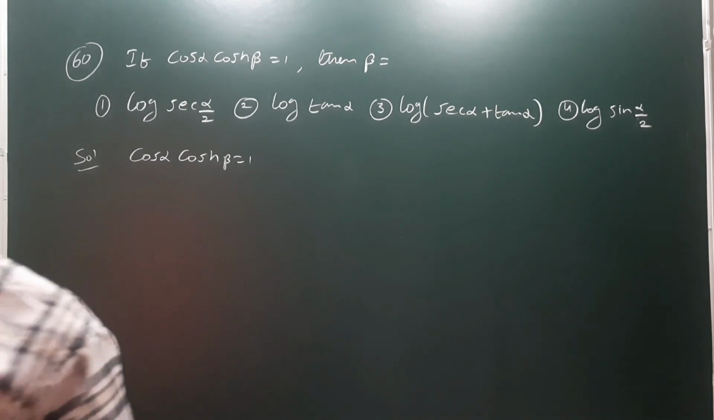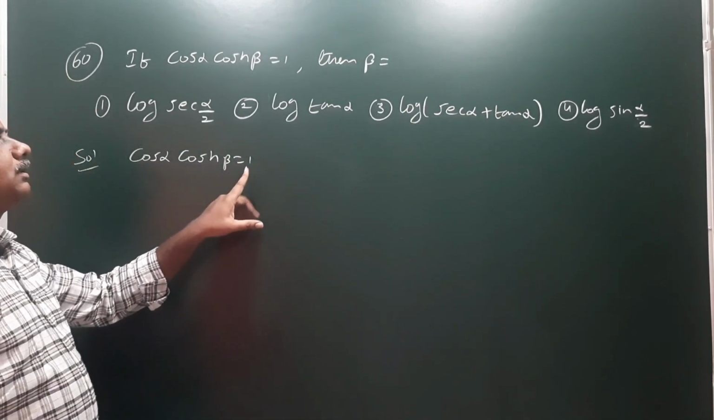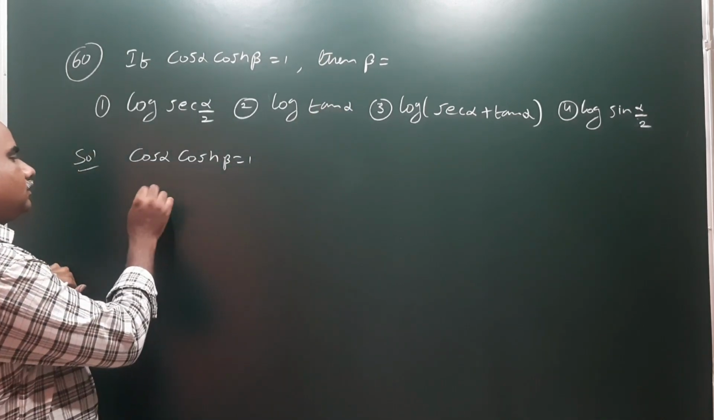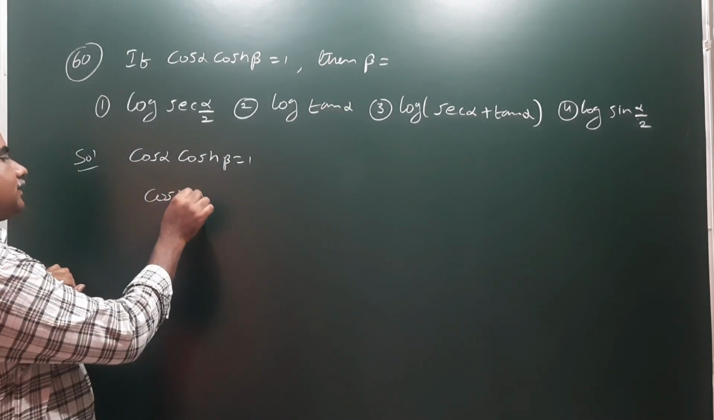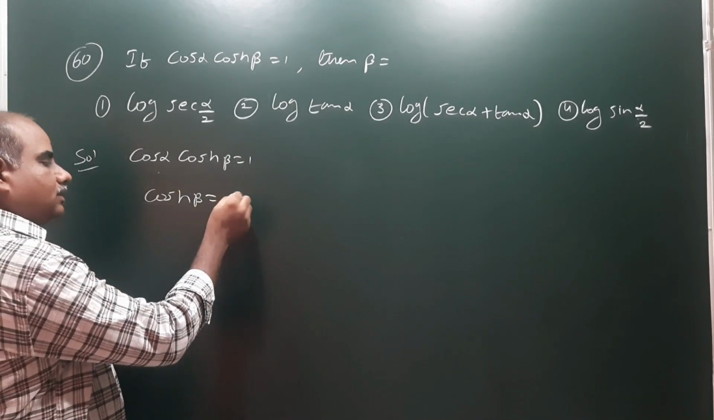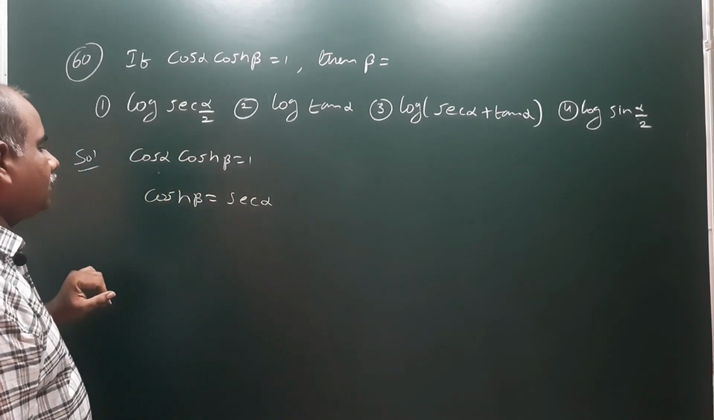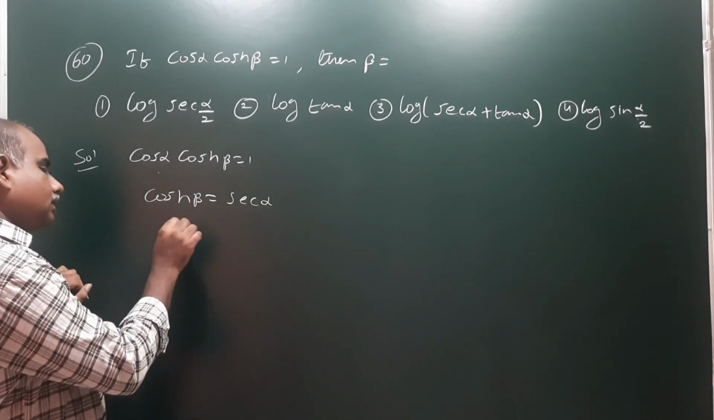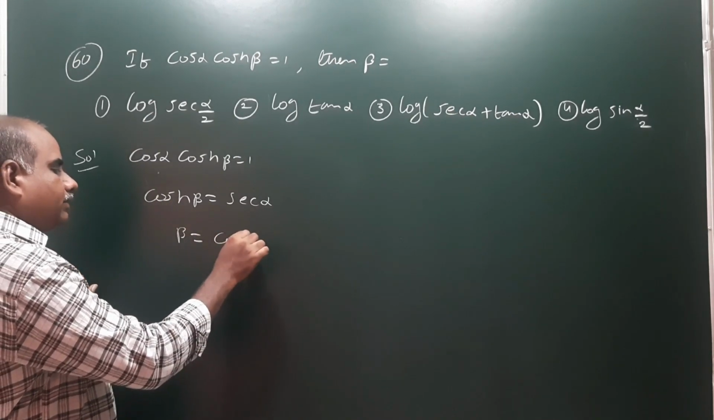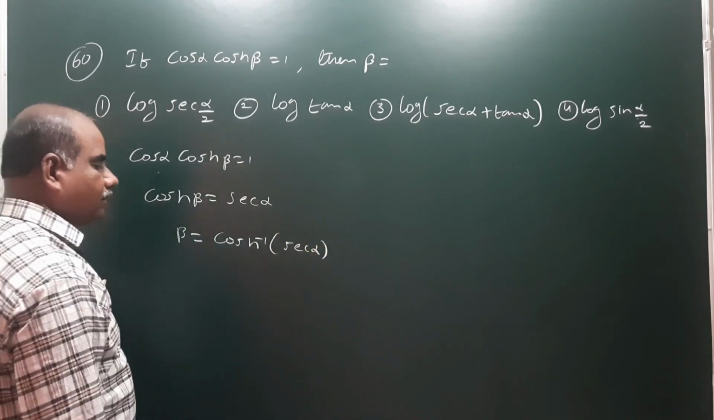Okay, 60th one. If cos alpha into cos h beta is equal to 1, then we have to find the value of beta. So let us transpose cos alpha to right side. It becomes 1 by cos, and 1 by cos is nothing but secant alpha. Okay. So now transpose cos h to right side. It becomes cos h inverse of secant alpha.